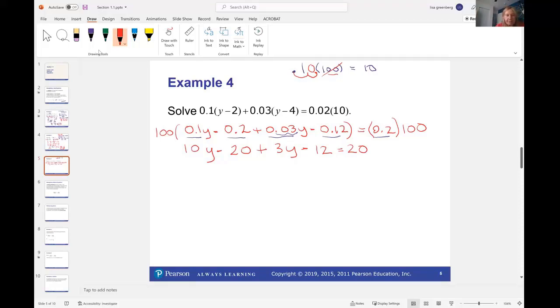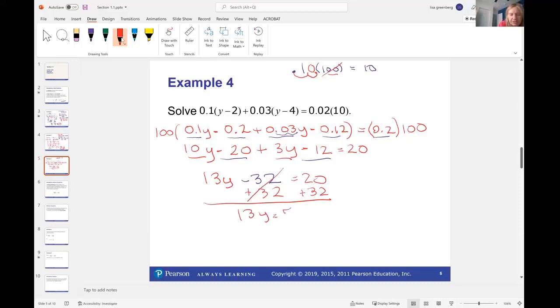So now I'm going to combine my like terms. I have 10y plus 3y is 13y. And then I have minus 20 minus 12 is minus 32. And that still equals 20. I'm going to add 32 to both sides. These cancel. I get 13y equals 52. Divide both sides by 13. And I get y equals 52/13, which is equal to 4.